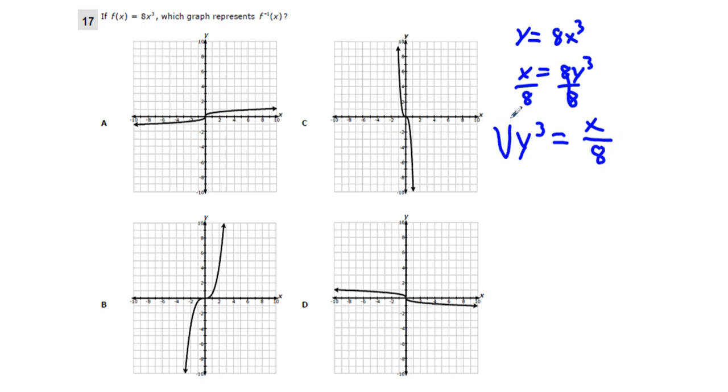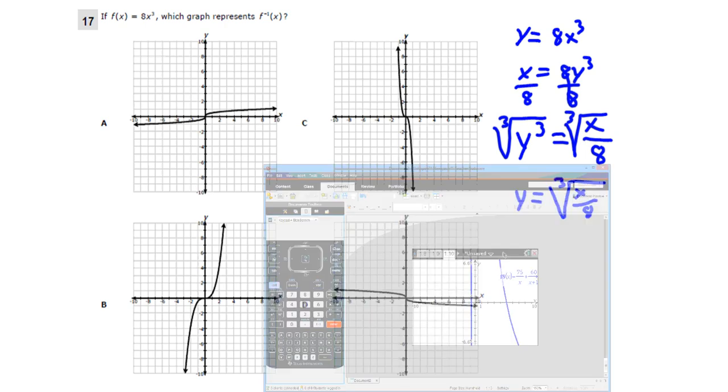And now, taking the cube root, we're going to get y is equal to cube root of x over 8. So whatever that looks like is going to be it. So it's going to be probably answer choice A. Let's go ahead and look at that for sure.